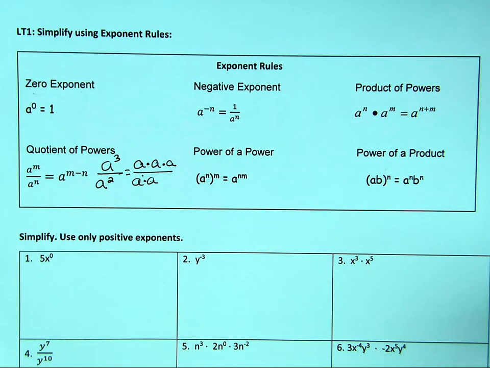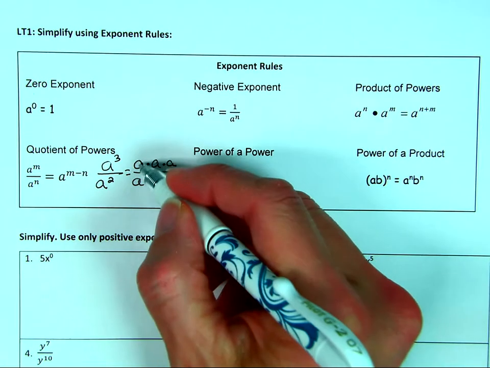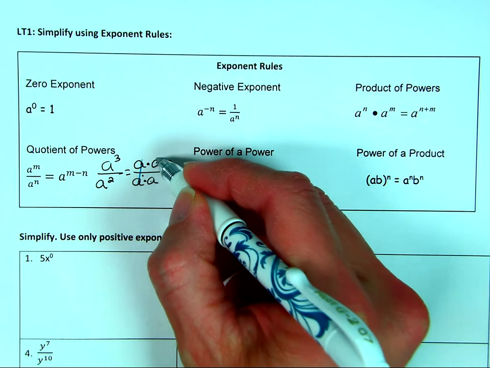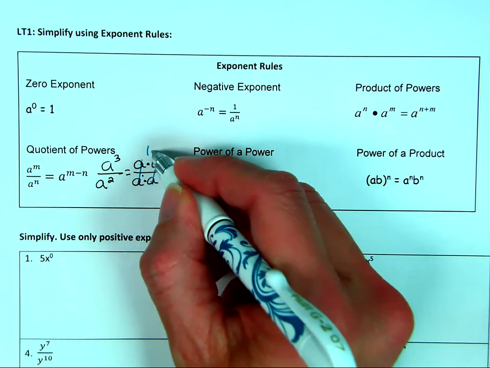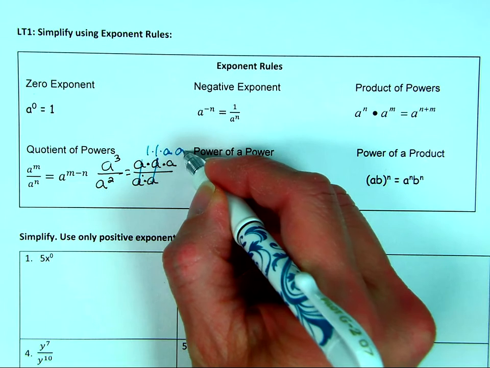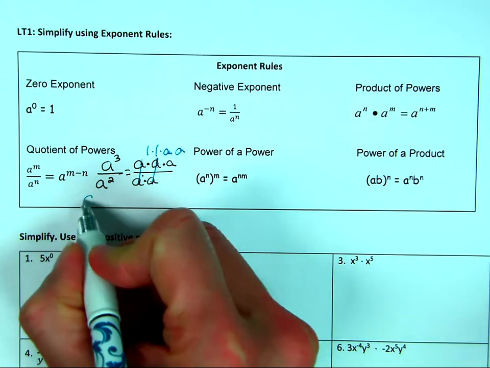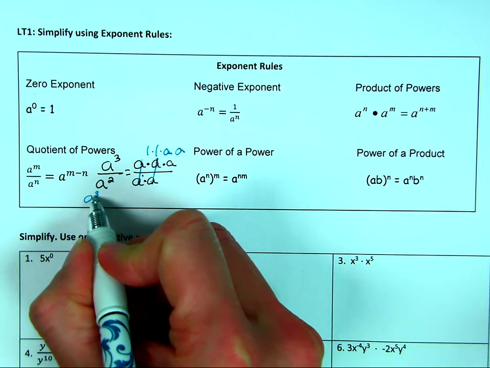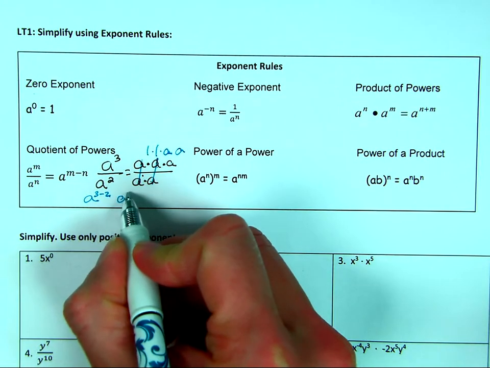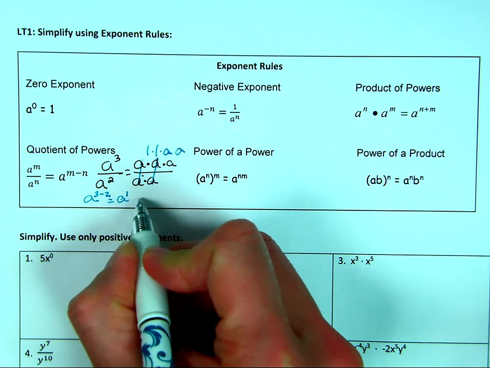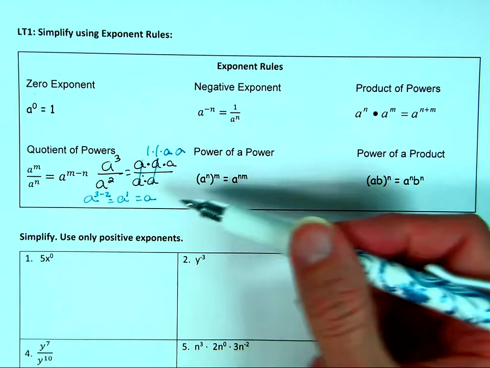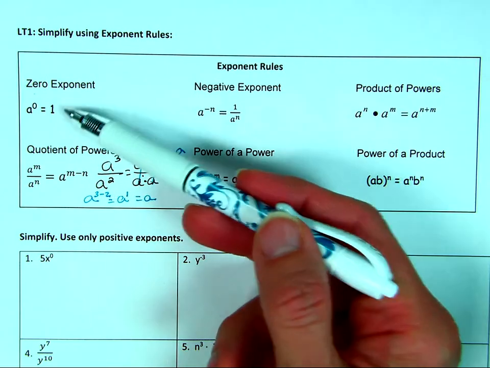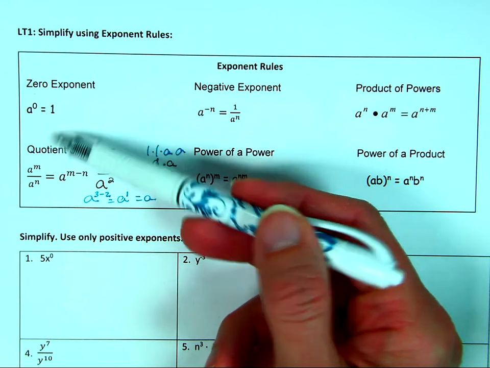And what happens when I have something like that is I say, well, a divided by a is 1, and this a divided by this a is 1. So I'm left with 1 times a, or just a. Well, that's the same thing as a to the 3 minus 2, because 3 minus 2 is 1. And a to the first power is just a, because that means there's 1 a. So that quotient rule can be used to show why this is 1.